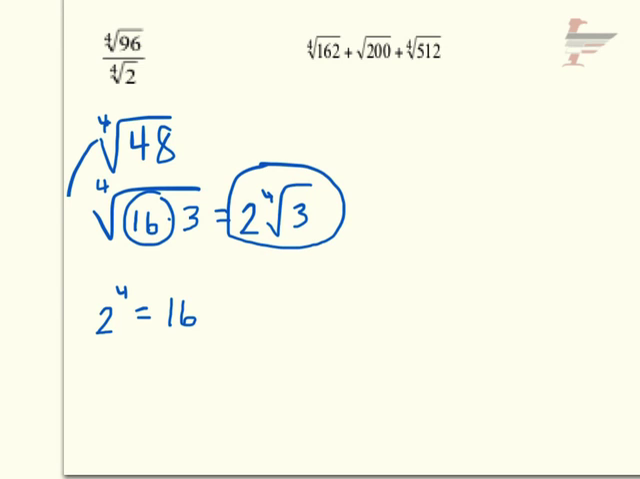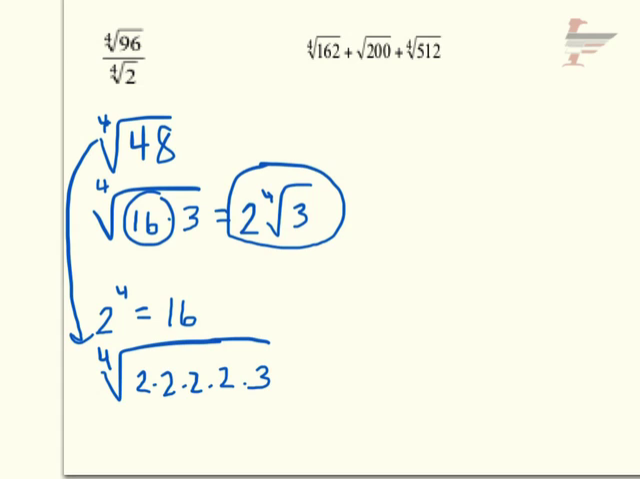If you prefer to break this down, right, so 48 is 16 times 3. Well, 16 is 2 times 2 times 2 times 2, times 3. And then you see the 4 2's there, which you bring out, and you, again, get the same answer.